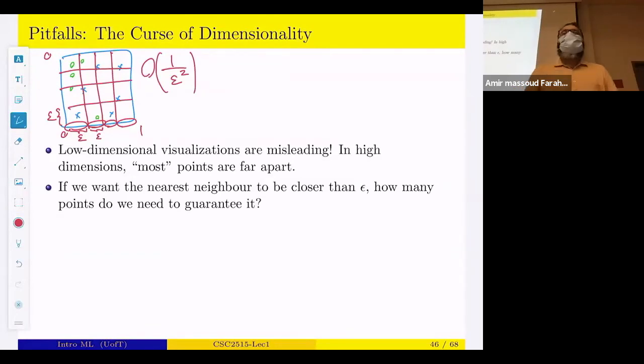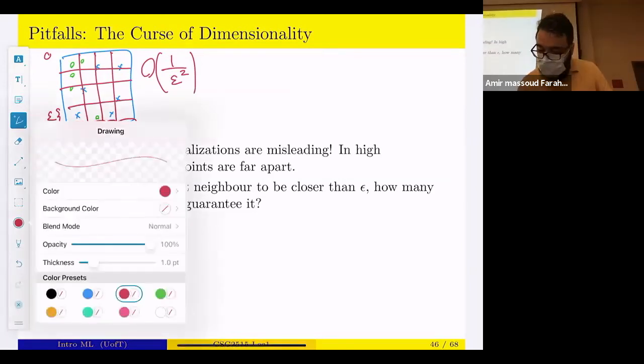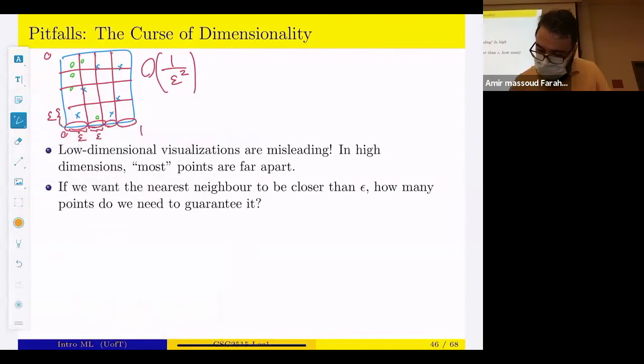So if I want to have the guarantee that for any query point that I have, say, this is a query point, there would be a point that is epsilon close to me, how many data points do I need? Order of how many data points? And suppose the data points are uniformly distributed in the whole region, so they are not all concentrated in some subset of it, but just all over it.